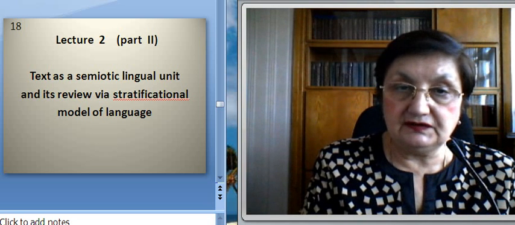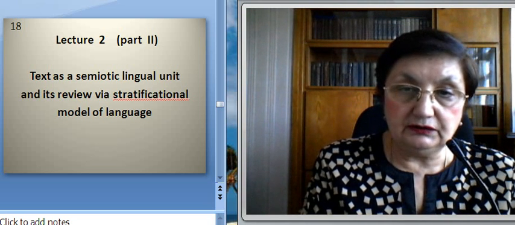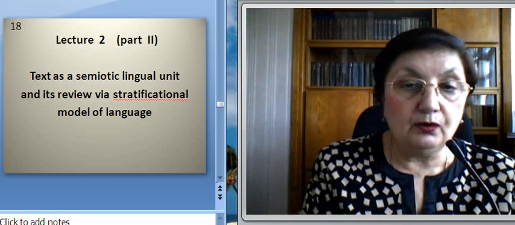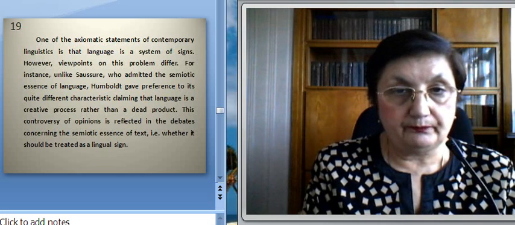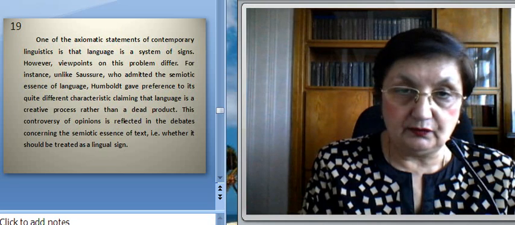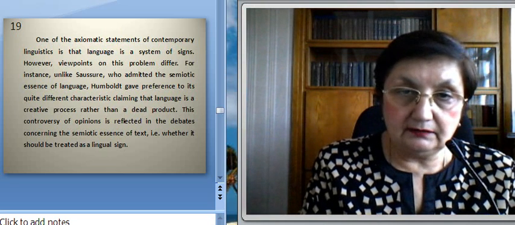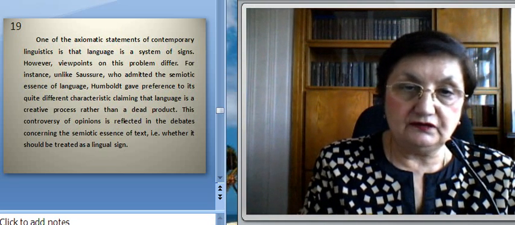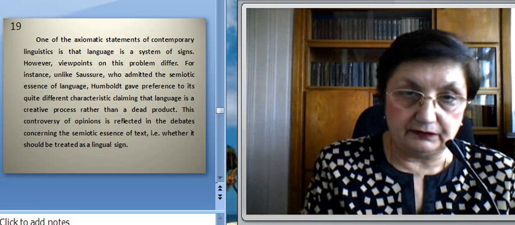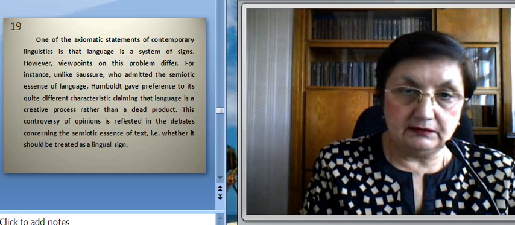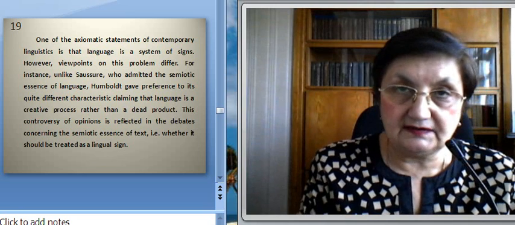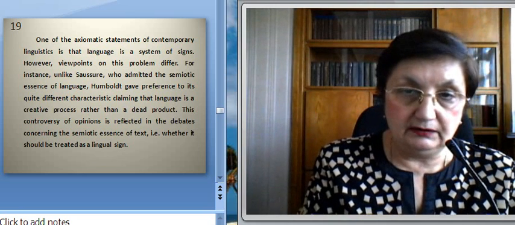One of the axiomatic statements of contemporary linguistics is that language is a system of signs. However, viewpoints on this problem differ. For instance, unlike Saussure, who admitted the semiotic essence of language, Humboldt gave preference to its quite different characteristic, claiming that language is a creative process rather than a dead product.